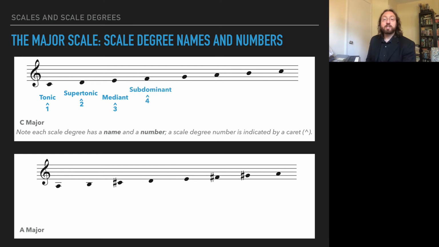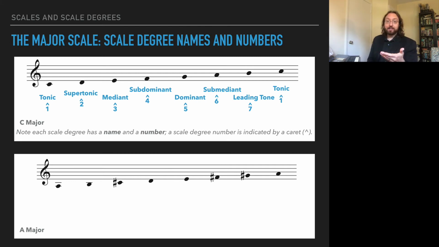The fourth note of the scale is known as the subdominant, the fifth note as the dominant, the sixth as the submediant, and the seventh note of the major scale is the leading tone, and that leads us back again to the tonic. Note there's no scale degree 8. Once we get to the leading tone, we start back over at 1.